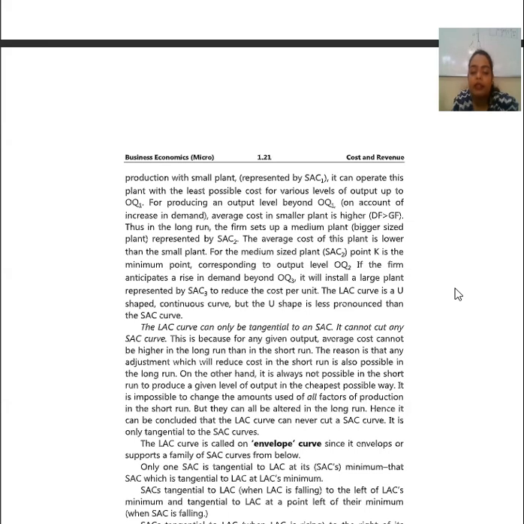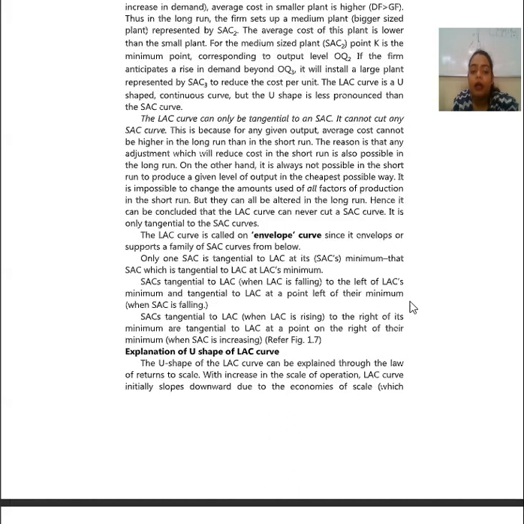If the firm anticipates a rise in demand beyond OQ3, it will install a large plant represented by SAC3 to reduce the cost per unit. The LAC curve is a U-shaped continuous curve, but the U-shape is less pronounced than the SAC curve. The LAC curve can only be tangential to an SAC. It cannot cut any SAC curve. This is because for any given output, average cost cannot be higher in the long run than in the short run.